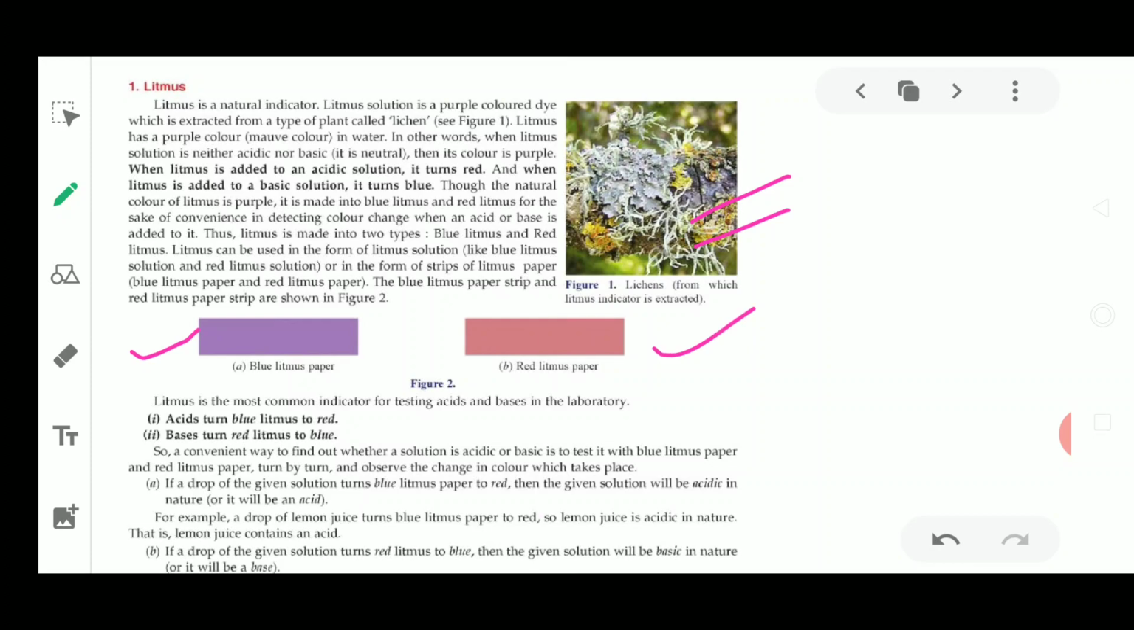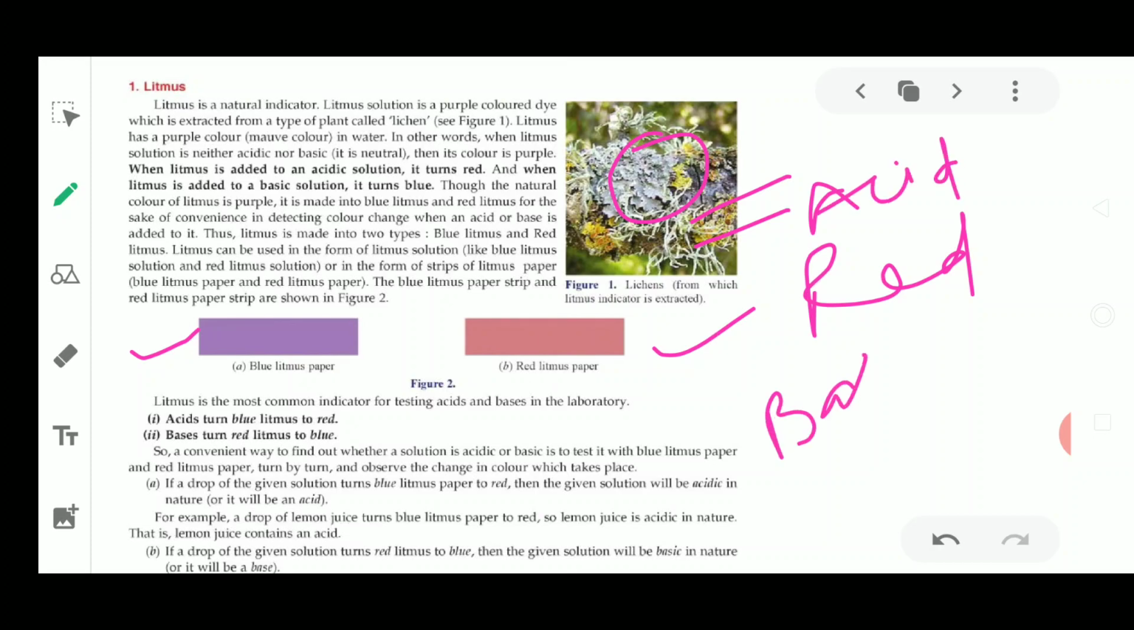This lichen is purple in color, or mauve in color. You can see here, these are mauve, light purple in color. This litmus solution is neither acidic nor basic, it is neutral. When we add litmus to an acidic solution, it turns red. Now when we add litmus to a base, it changes to blue.